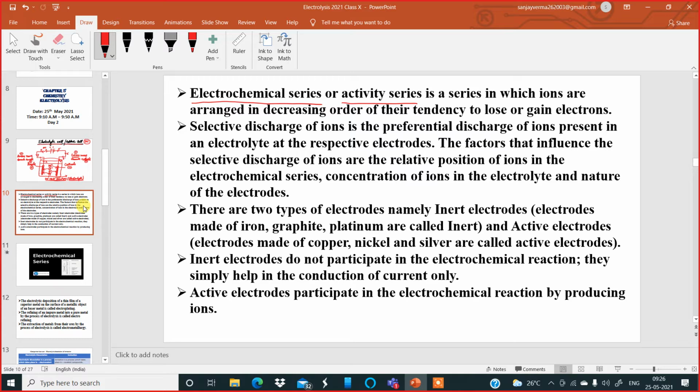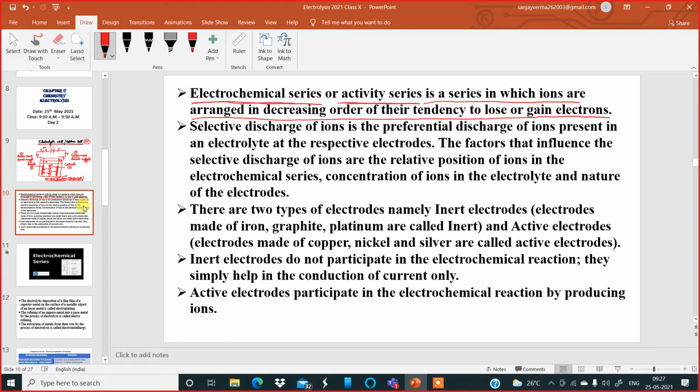Yes, sir. Whatever you have spoken is called the activity series of metals. But today, in this chapter, electrolysis, we'll be learning a similar thing, which is called the electrochemical series or activity series. This electrochemical series is a series in which ions are arranged in decreasing order of their tendency to lose or gain electrons. This is the meaning of electrochemical series.